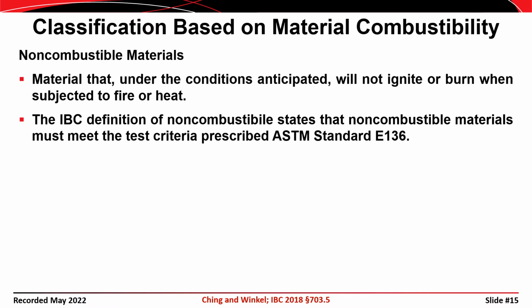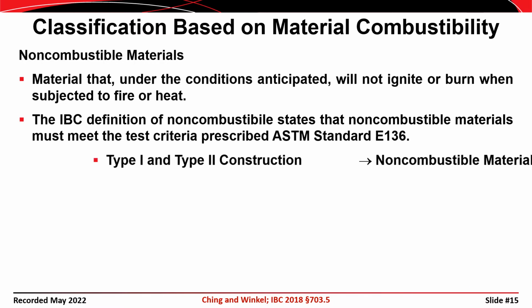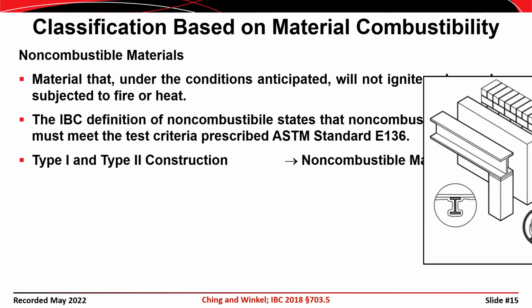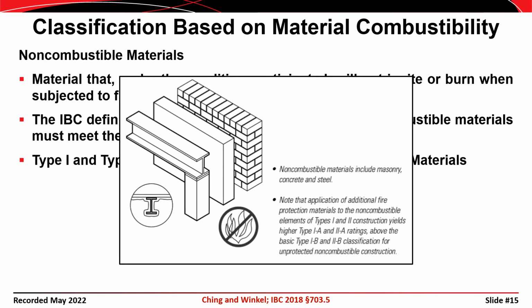Materials are also broadly characterized as either combustible or non-combustible. The definitions are fairly straightforward. Non-combustible materials are those that won't catch on fire when subjected to heat or flame. Type 1 and Type 2 construction generally means that the materials are non-combustible, and this includes steel, concrete, and masonry elements.